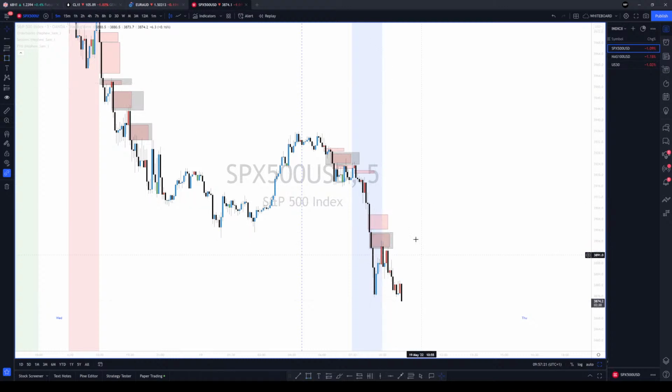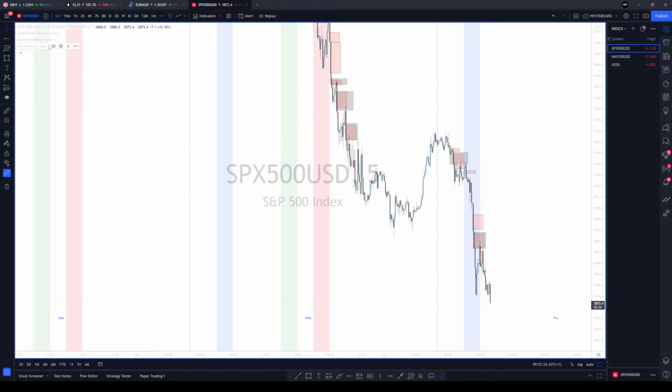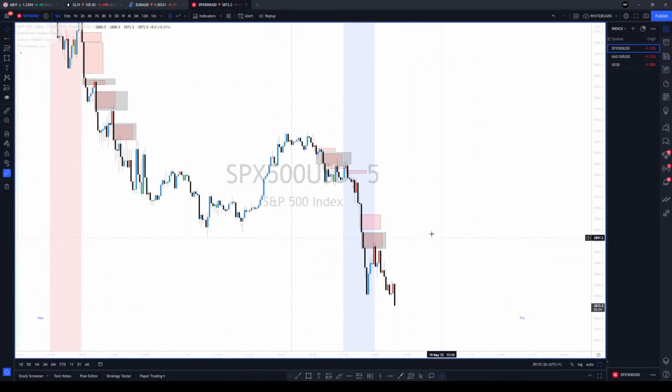If you have that indicator, fair value gap, just search for fair value gap, and as it keeps dropping on a 5-minute chart, any pullback to a fair value gap, you want to sell short. All right.